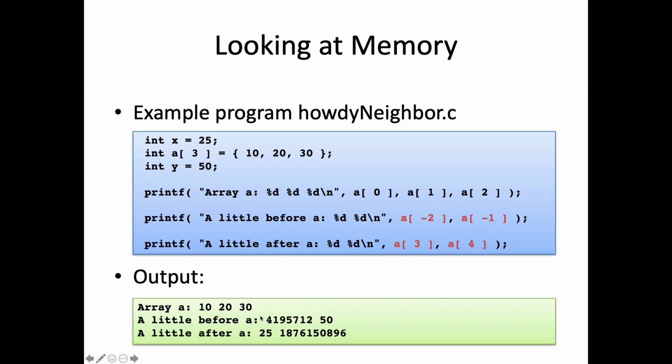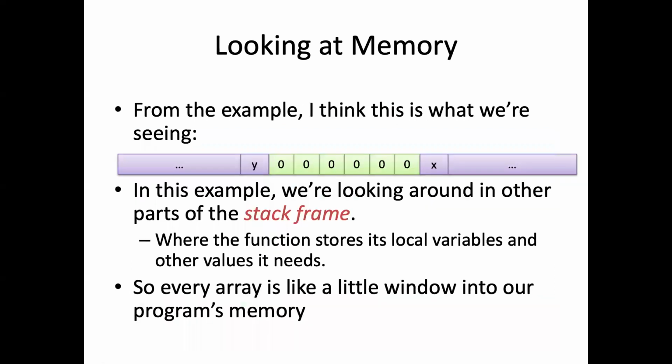memory. So whenever you access off the end of an array, you're really looking around or accessing other parts of your program's memory, potentially changing other variables. This is kind of what we saw in the sample program. X and Y are stored, and apparently in this example, right before and after that array.